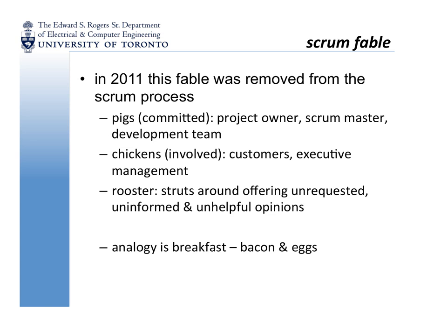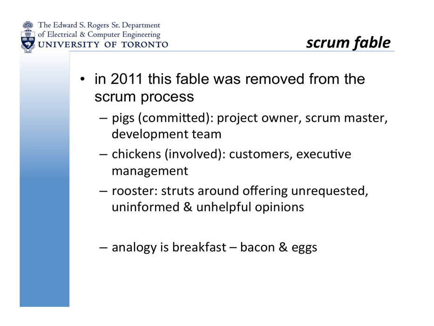In Scrum, people were classified as either pigs or chickens. The pigs, the committed ones, were the project owner, the Scrum Master, and the development team. They had real skin in the game. The chickens, the involved but not committed, were customers and executive management. They had input, but they were not doing the daily work. There was also a third category, the rooster. The rooster struts around offering unsolicited, uninformed, and unhelpful opinions. You will recognize this character in most organizations.